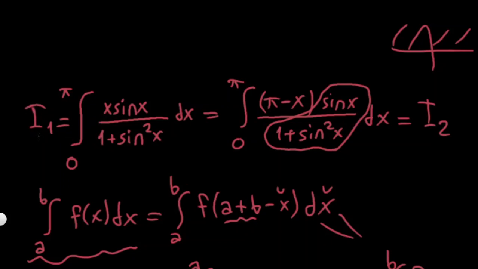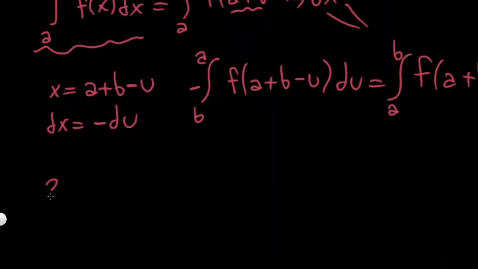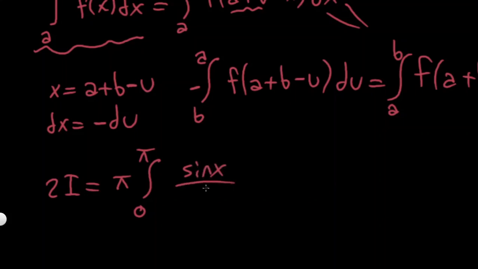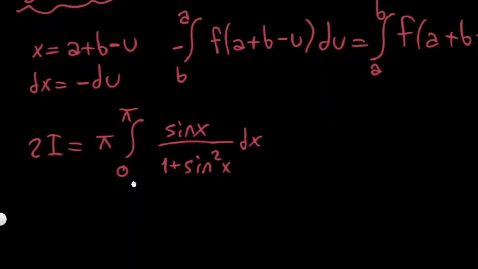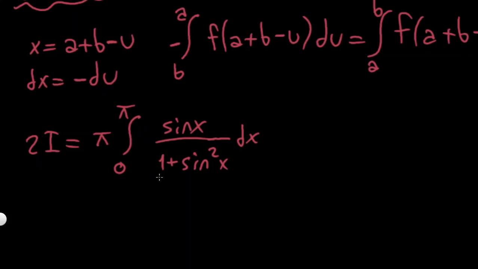So if I add I1 and I2, I will get this part the same, and it will be x plus pi minus x, so it will be just pi. So I have 2I equal to the integral from 0 to pi of pi times sine x over 1 plus sine squared x. So I have a bit different integral, and it's a bit simpler because now I don't have this x. Let's see how we can solve this and what kind of substitution we can make.